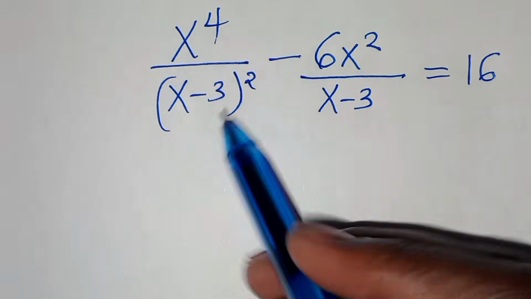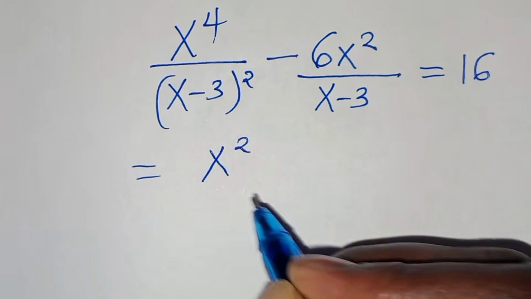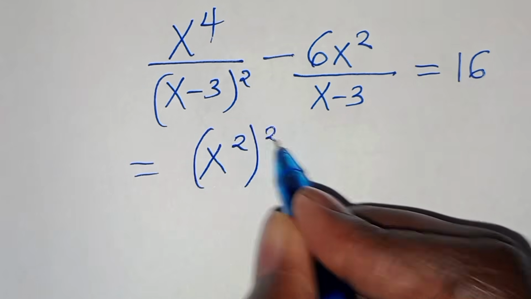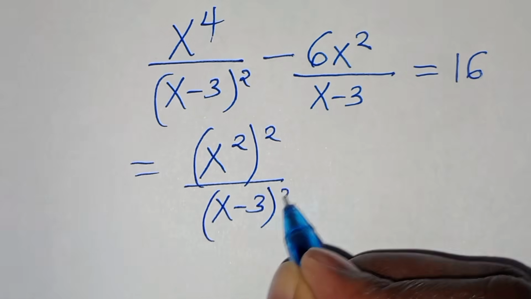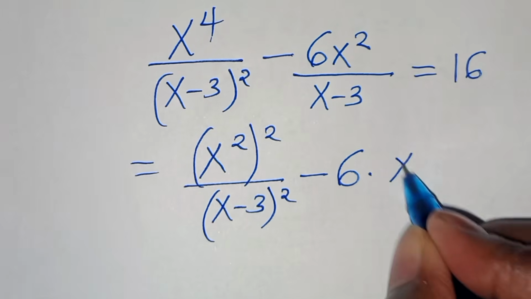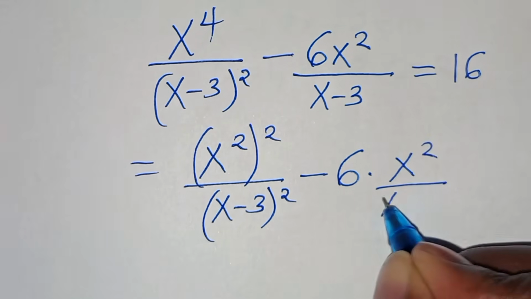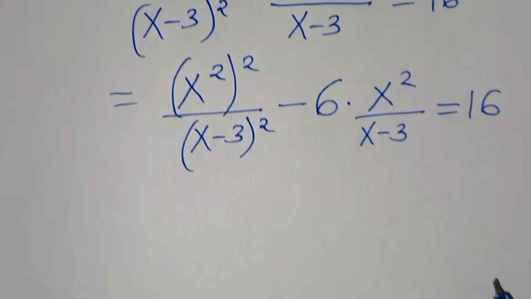So this implies that x to the power of 4 can be expressed as (x to the power of 2 divided by x minus 3) to the power of 2, subtract 6 multiplied by x to the power of 2 divided by x minus 3. This is equal to 16.